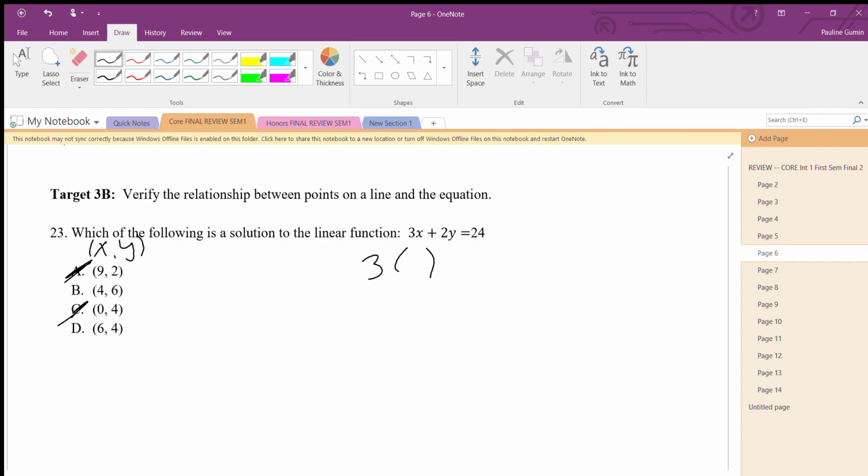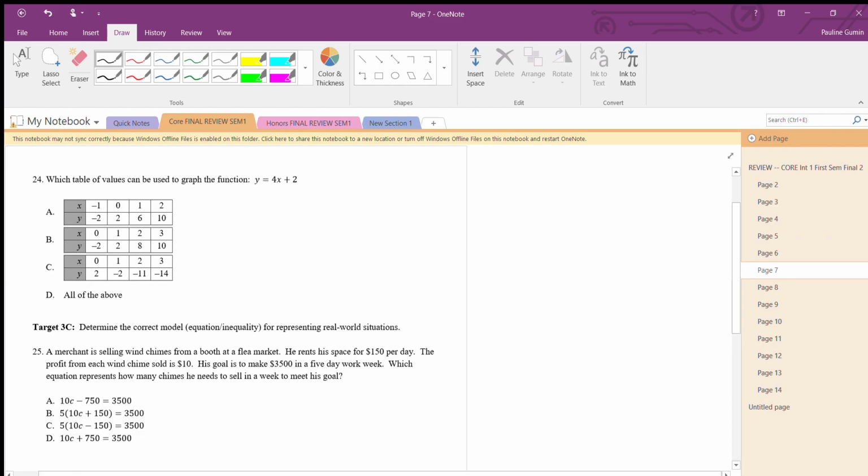So let's take a look here. If we plugged in letter B, 3 times 4, that's 12. 2 times 6, that's 12. Oh, perfect. That's our answer. That was pretty lucky. It could have been letter D, but we eliminated 2 things right away, so that was pretty nice. Let's continue to the next page.